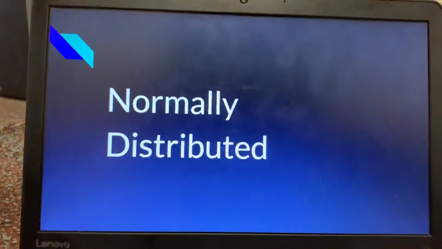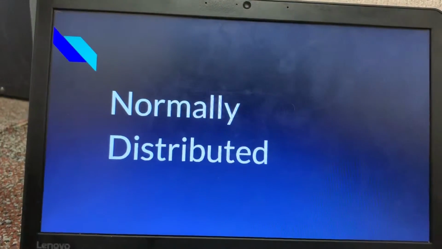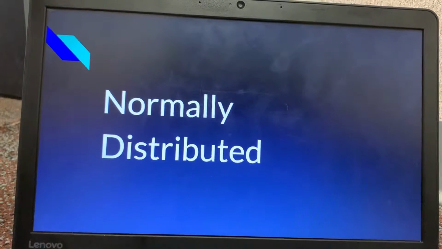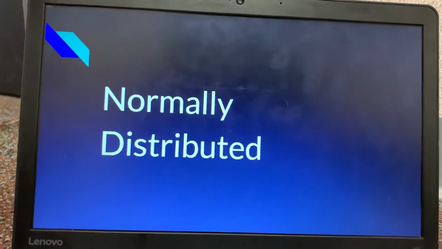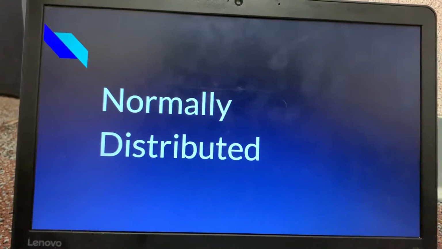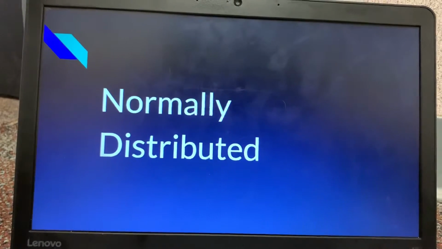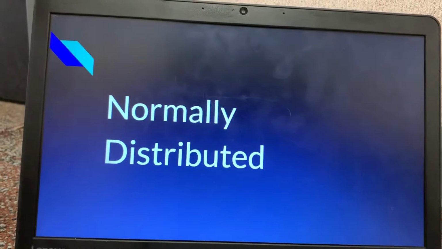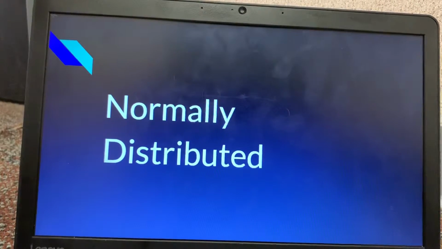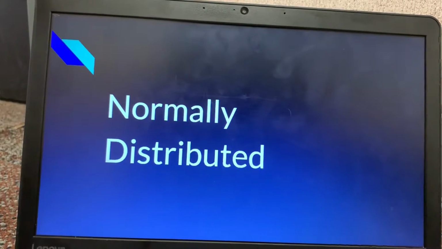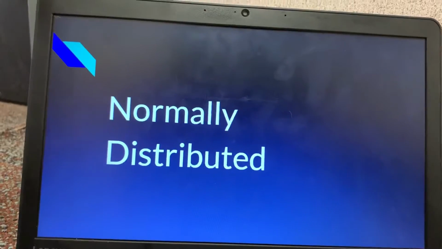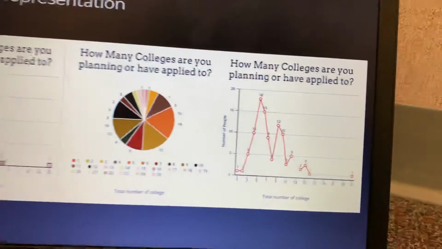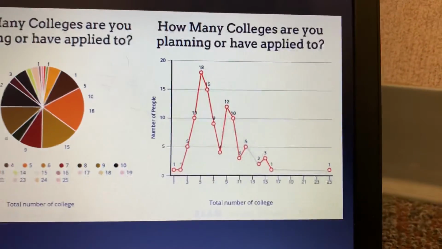And finally, our graph. When a graph is normally distributed, this means that it's symmetrical, single peaked, and bell-shaped, with the mean, median, and mode all the same. However, our data is not normally distributed because our data is skewed to the right, with the mean greater than the median and the median greater than the mode. Going back to the last slide, you can see on the third graph how it's skewed to the right.